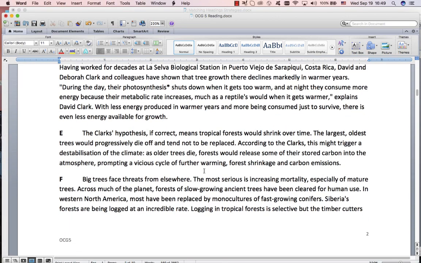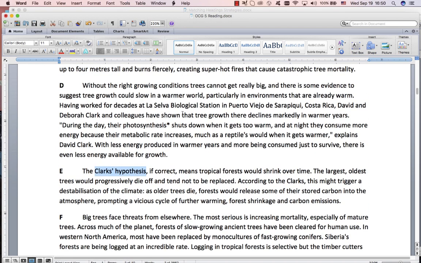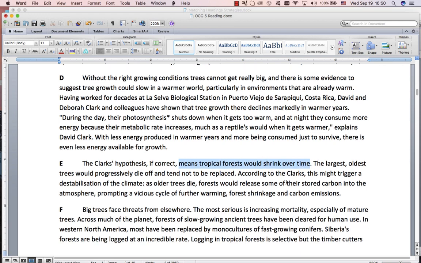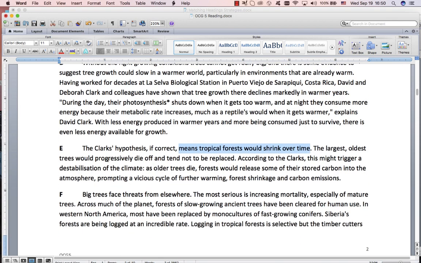Right. This little one here. I'm suspicious of small paragraphs. IELTS likes to make them very difficult. This hypothesis, what is it? The tree growth declines in warmer years. That means that tropical forests will shrink over time. The largest and oldest trees will die and not be replaced. According to them, this might trigger, meaning cause, a destabilization of the climate.